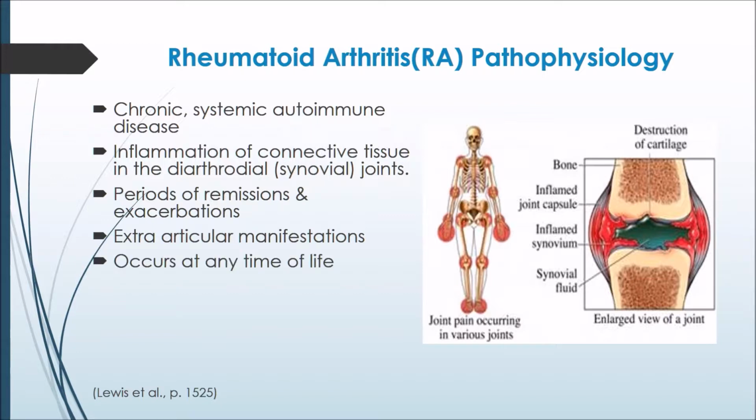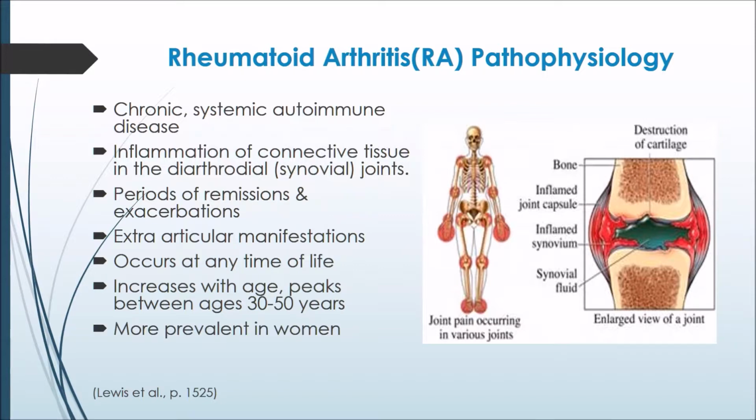It can occur at any time of life, but the incidence increases with age, and it peaks between the ages of 30 to 50 years old. It is more prevalent in women than men, and the etiology is unknown, but it's possibly triggered by the genetics and environment. In a nutshell, IgG and rheumatoid factor are involved. Antibodies start the process, leading to an eventual inflammatory response in the synovial joints.